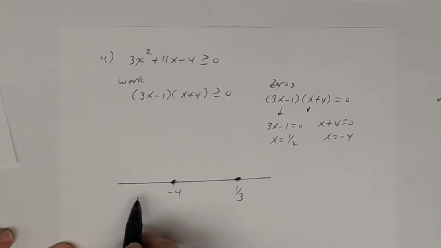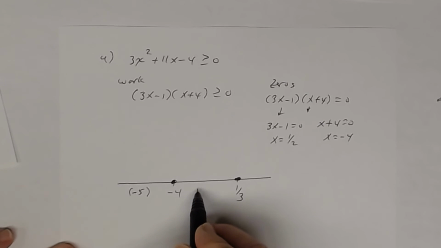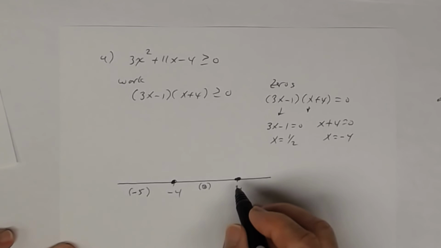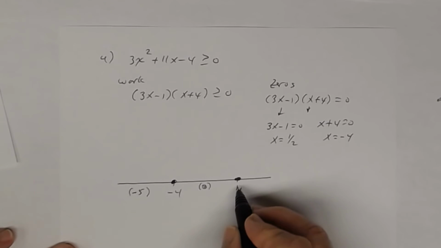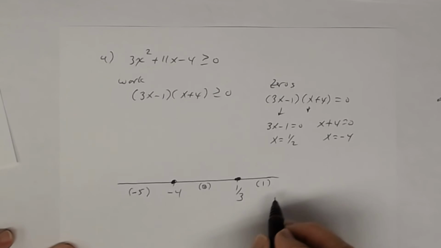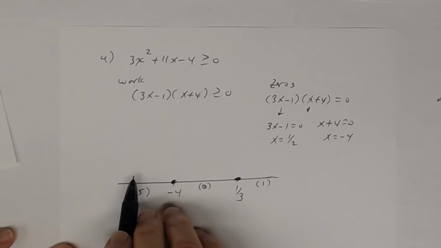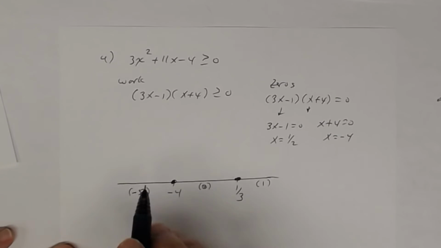Okay, so now I've got to find some test points. A test point in that first interval will be, let's say, negative 5. A test point in that second interval is 0. Let's use 0 because 0 is always easy to use. And for a real number greater than 1/3, let's use 1. You can use any real number you want to. You'll get the same sign for that interval.